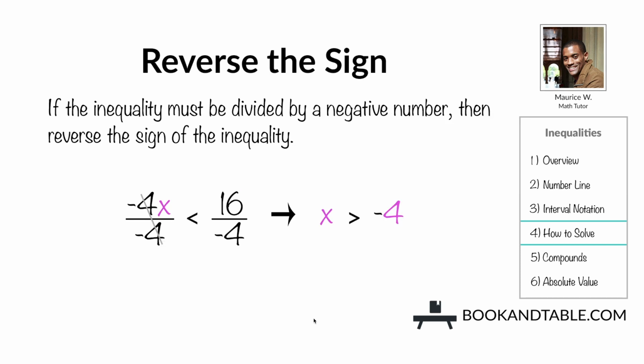Now, one more thing that you need to keep in mind when you are solving inequalities is the symbol must be reversed whenever you divide by a negative value. So here we have negative 4x is less than 16. In order to get rid of the coefficient, negative 4, we need to divide both sides by negative 4. That leaves us with x is greater than negative 4, because we have to reverse this from less than to greater than.